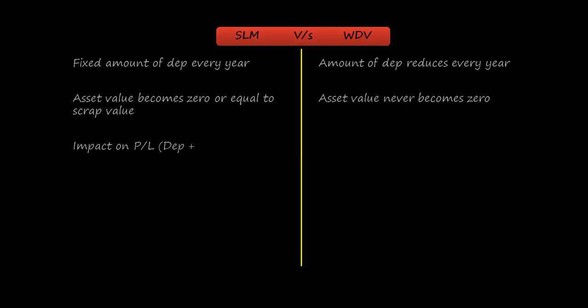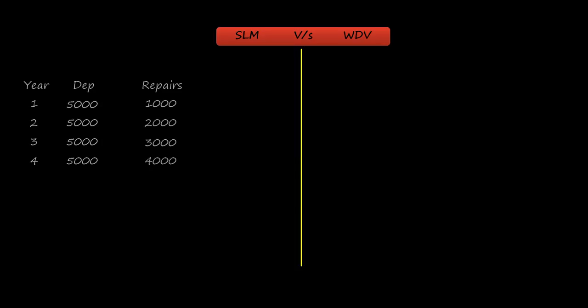Next, impact on P&L account: depreciation plus repairs is equal to increasing trend. Now let me elaborate this through an example. Suppose, taking the same example of the photocopy machine, where there were 4 useful years and we charge depreciation of 5,000 every year. Now we all know that repairs keep on increasing as the machine gets older. When the machine is brand new, we require less repairs and maintenance, but as the machine gets older, the repairs increase. So let us assume that in the first year the money spent on repairs was only 1,000, then 2,000, 3,000 and 4,000.